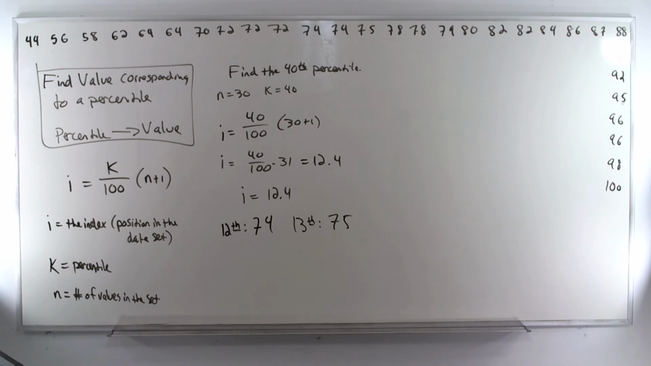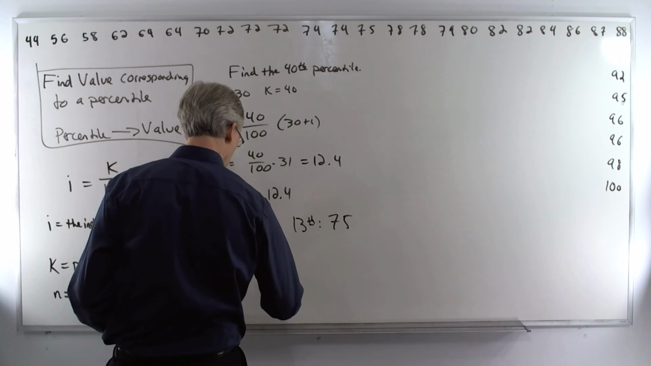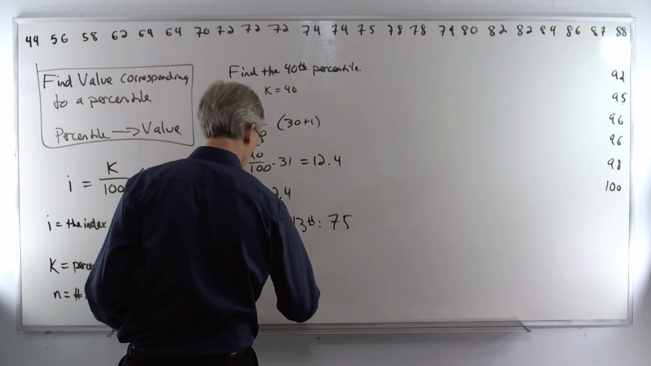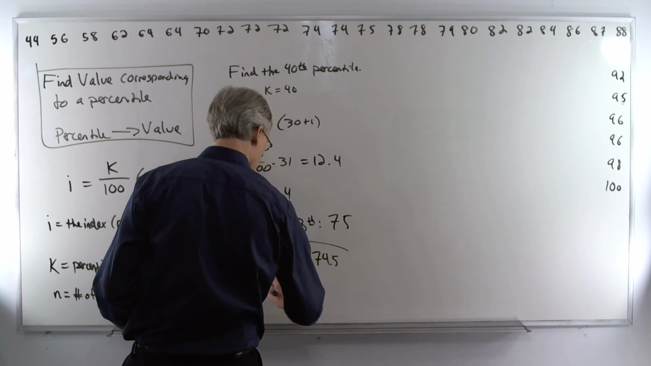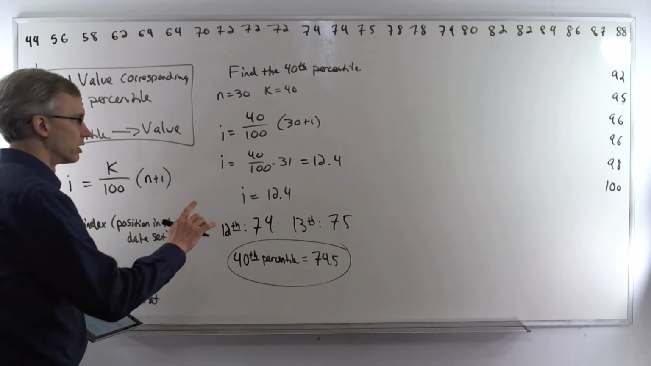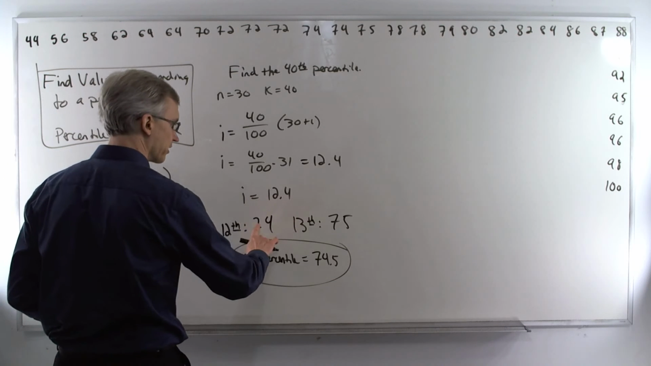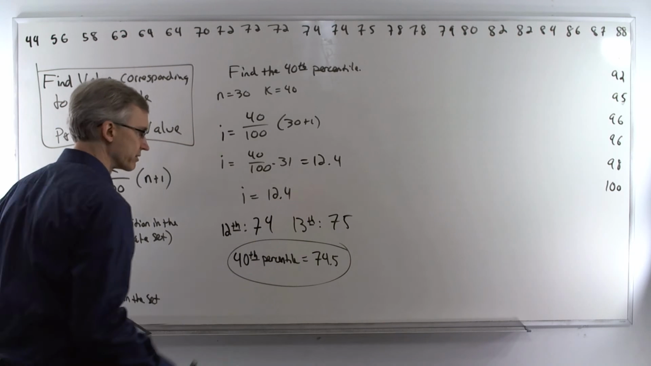At the 12th position, we have the number 74. At the 13th position, we have the number 75. Now we'll average these. So that makes the 40th percentile of this data set 74.5. If you don't get an actual whole number here, you need to find the two numbers closest to this one, position 12 and 13, and then average them.